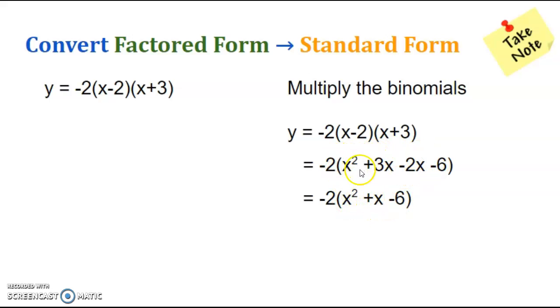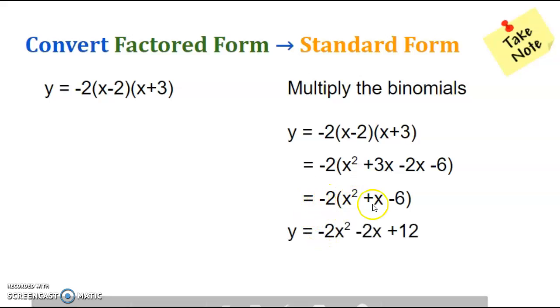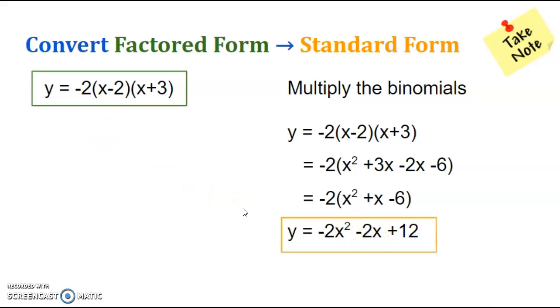Remember, when you have a parenthesis, you always try to simplify inside the parenthesis whenever possible. Don't go distributing at this point, because then you would have to do the combining of like terms anyway, but with bigger numbers. So make it easier for yourself, and then finally distribute negative 2 to each of the terms inside the parenthesis, and you're left with negative 2x squared minus 2x plus 12. So that is the factored form converted to standard form.